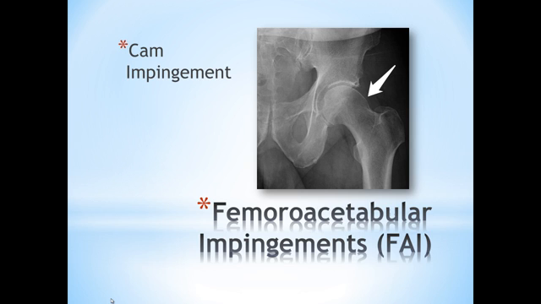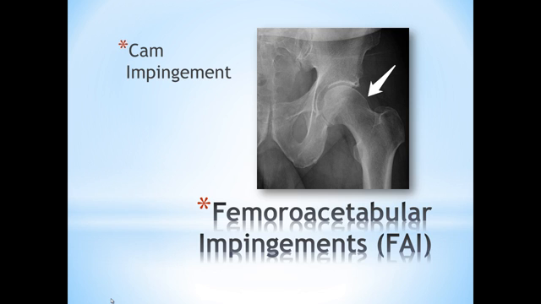So the first type of FAI is a cam impingement. And a cam impingement is on the neck, and it's where the neck will fail to taper down after it comes off of the femoral head. It typically occurs when there is an increase in load or force on the epiphysis, and it leads to a poor clearance of the neck when the hip both abducts and flexes.